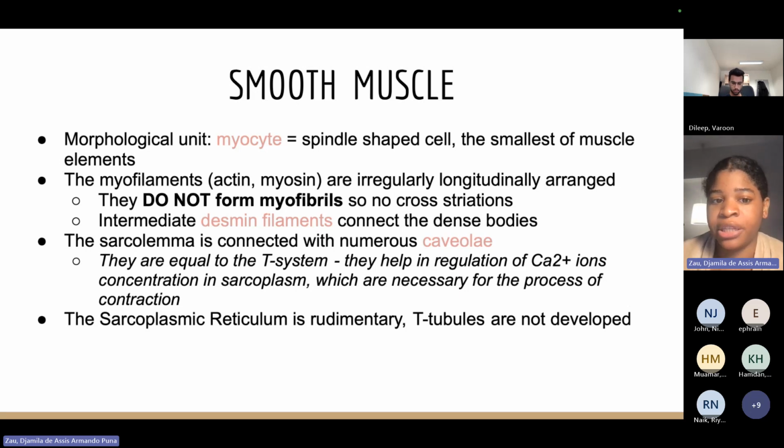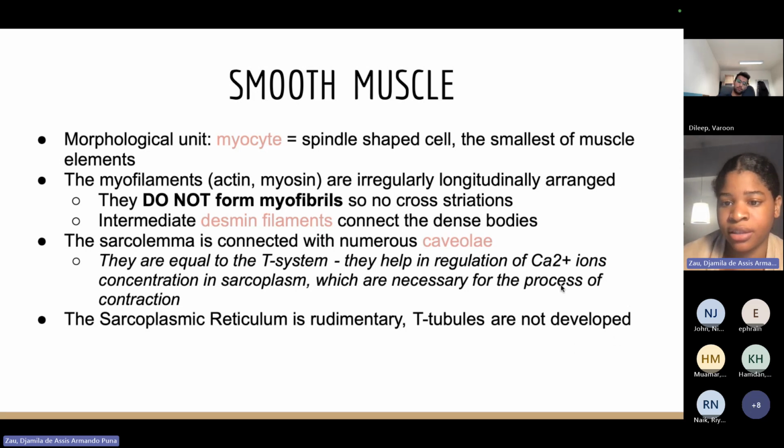You also have intermediate desmin filaments, which connect the dense bodies. The sarcolemma is connected with numerous caveolae. This is very important: there is no T system. There are no T tubules. You have caveolae, and they help in the regulation of calcium ion concentration in the sarcoplasm, which you know is necessary for the process of contraction.